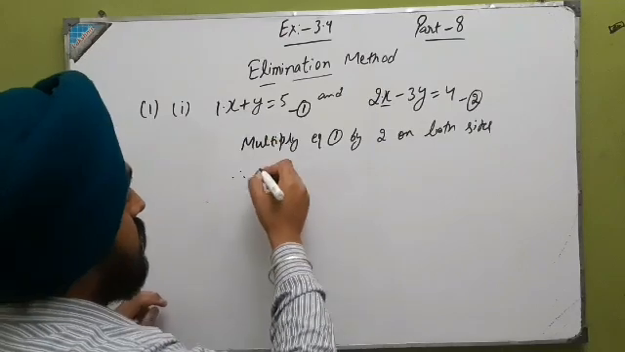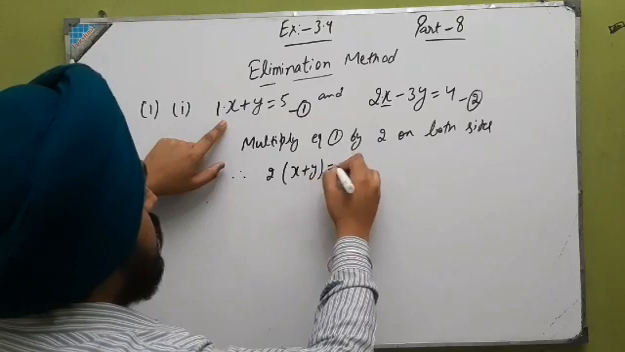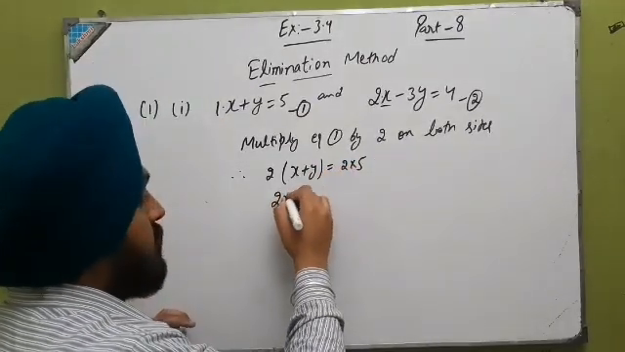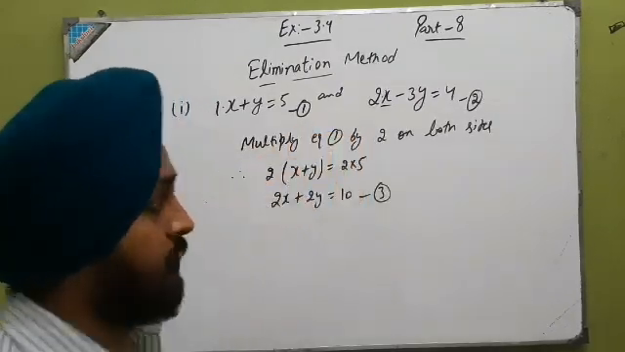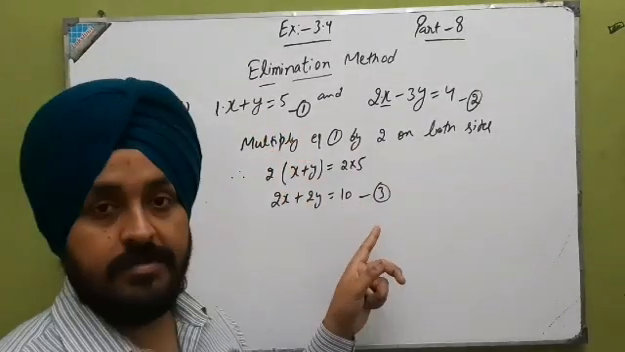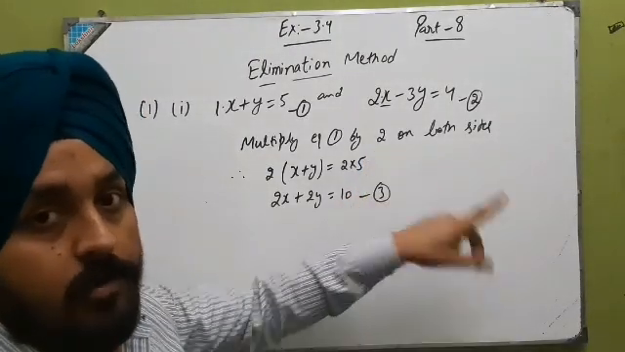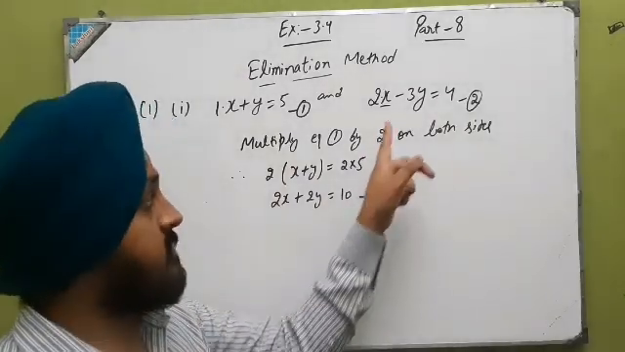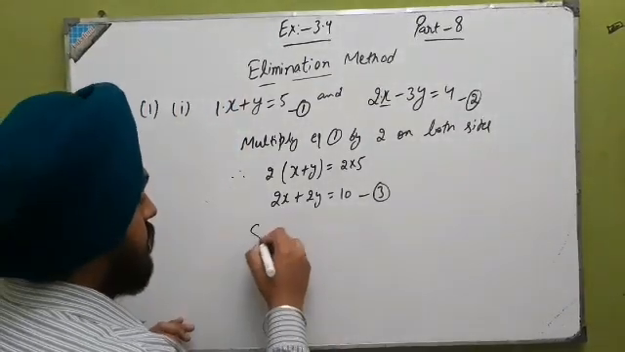So equation 1 becomes 2 into x plus y is equal to 2 into 5. On both sides you have to multiply. So that means 2x plus 2y is equal to 10. That is equation number 3 now. Now you can check, equation 1 becomes equation 3 by multiplying it by 2 on both sides. So now you can check here the coefficient of x is 2, the same as in equation number 2. Now you have to subtract, the main step.